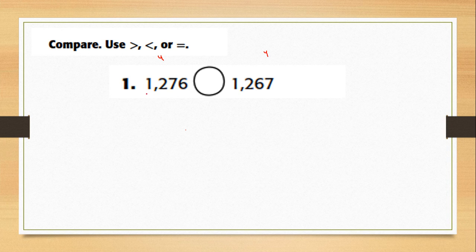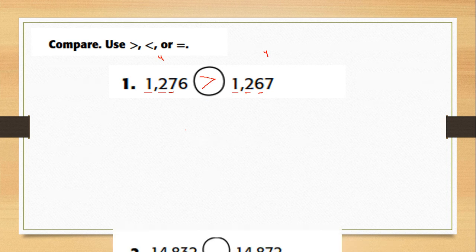Let's compare together. In the first place, here we have 1 and here also 1. It's the same number. Skip and look at the next one. Here we have 2 and here we have 2. It's still equal. Ignore and look at the next digit. Here we have 7, but on the other side we have 6. So which is bigger, 6 or 7? Of course 7. So 1,276 is greater than 1,267. You got it? That's great.